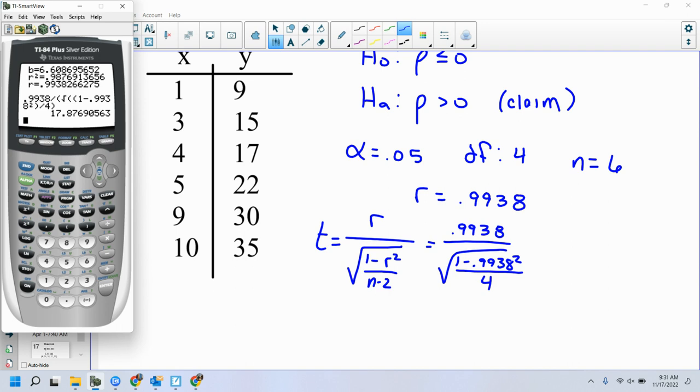Whoa, huge T value. That makes me think I did something wrong. I'm going to recalculate that just to make sure, because there's a lot of parentheses going on right there, right? So let's do this. Let's go 1 minus 0.9938 squared. Let's hit enter on that. Divide that by 4. Square root that. And then we have to take 0.9938 divided by that. Okay, I was not wrong. 17.88.